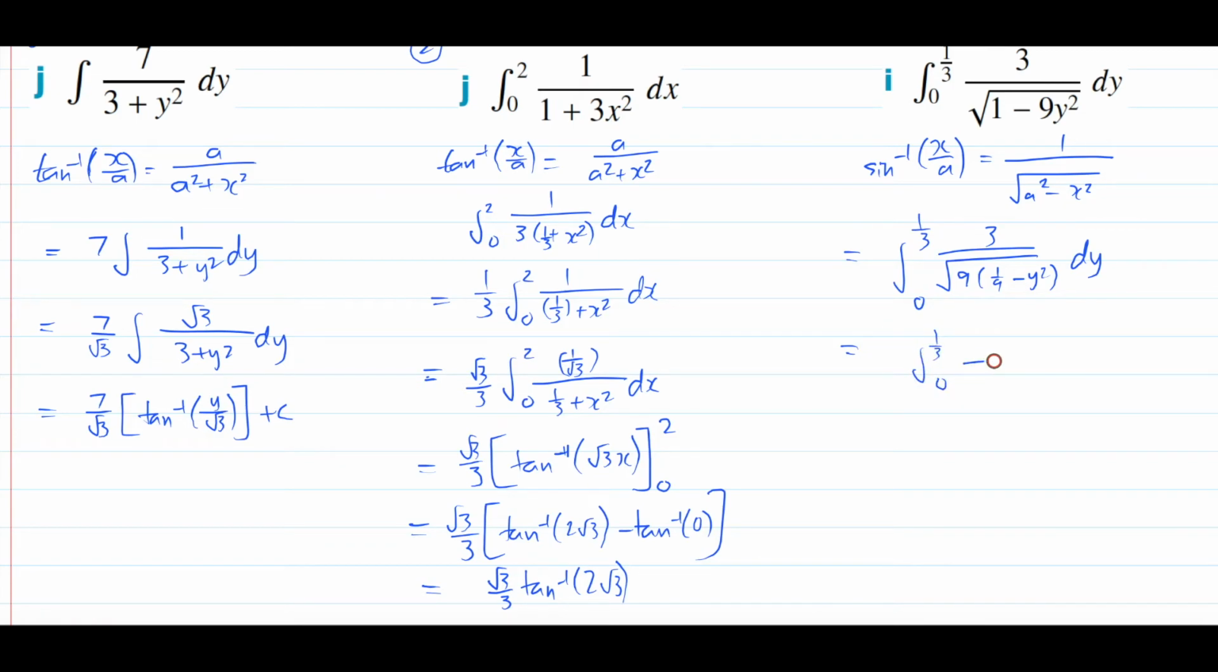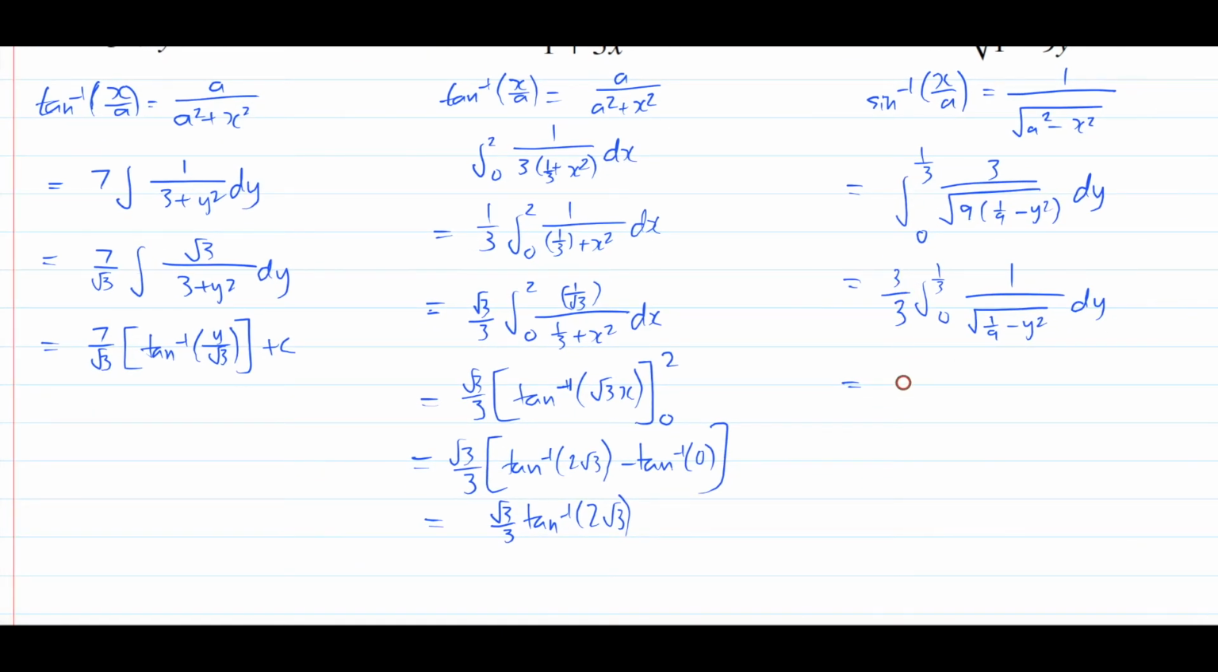1 on 3 is the upper limit. I'm going to take the 3 out as well, and if you take the 9 out, it's 3, so it's 3 divided by 3, which is good. 1 over square root of 1 over 9 minus y squared dy, and we're almost there, guys. 3 divided by 3 is 1, perfect, cancels out, and your final form is 1 over square root of 1 over 9 minus y squared dy.